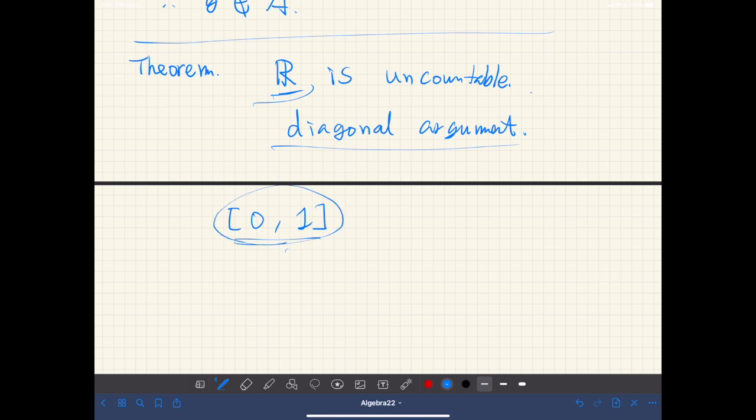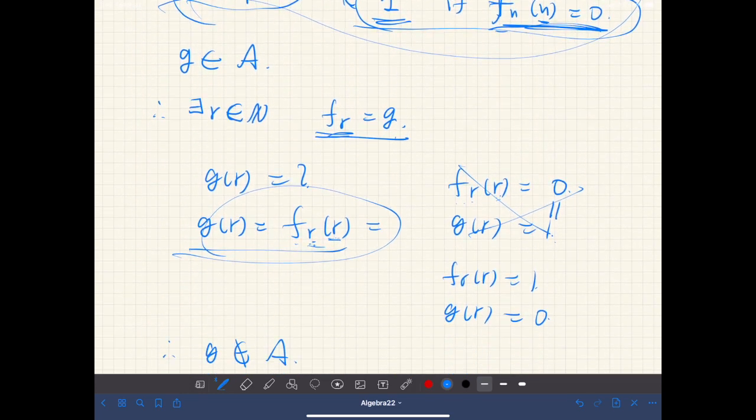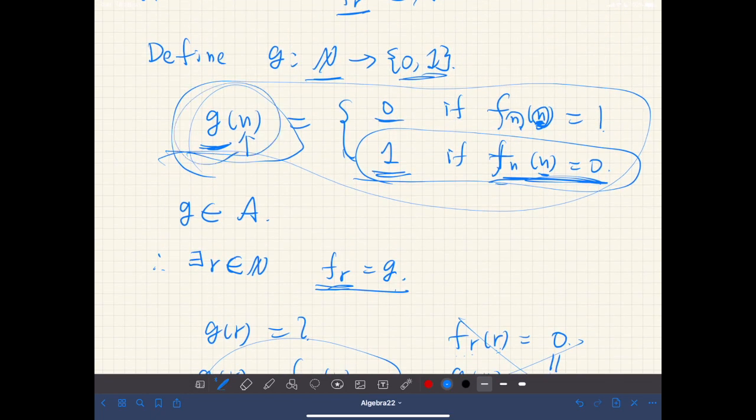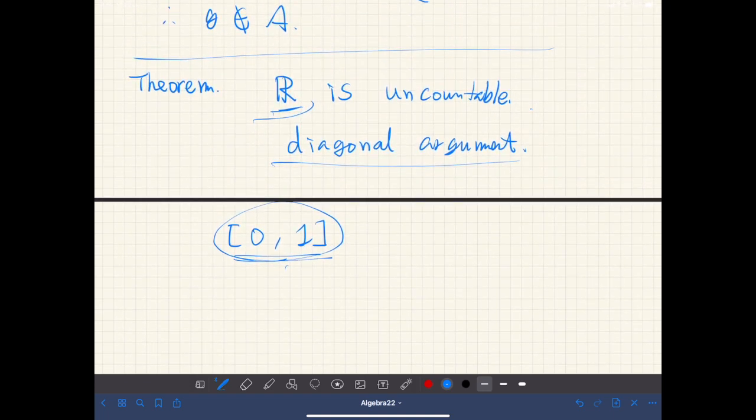Suppose this is countable, then it can be enumerated. Then we can define something like this function g, and it will lead to a contradiction. This kind of argument is called the diagonal argument. You should try to look for it and try to prove this theorem.